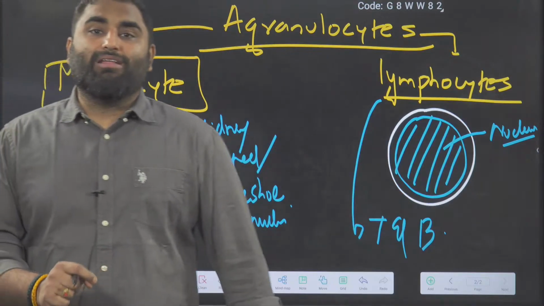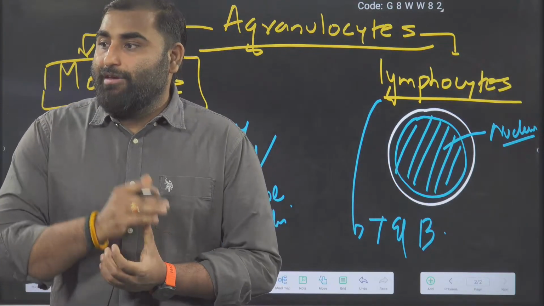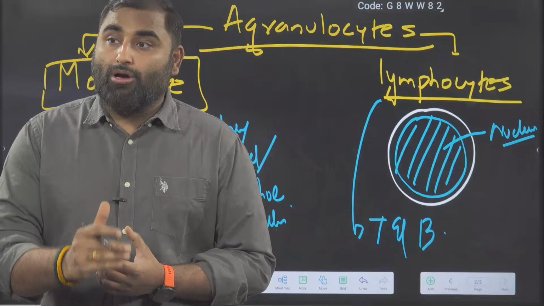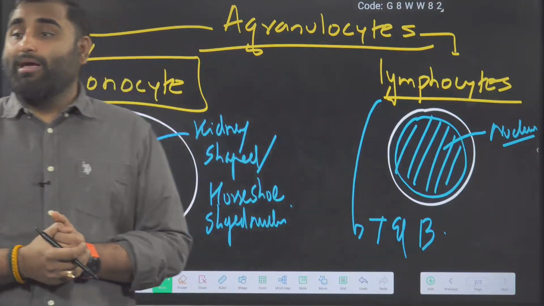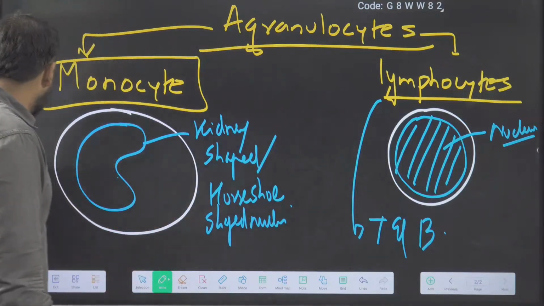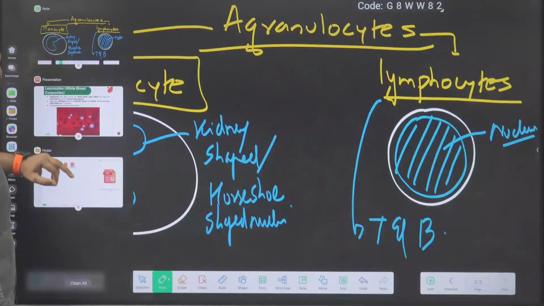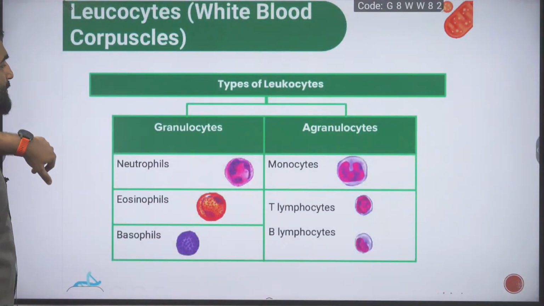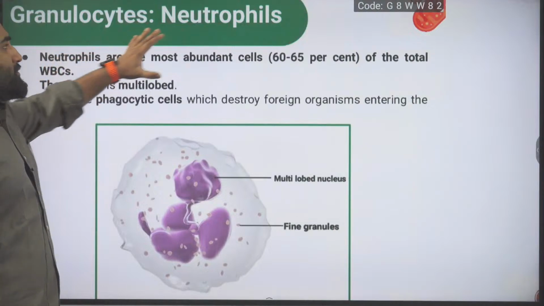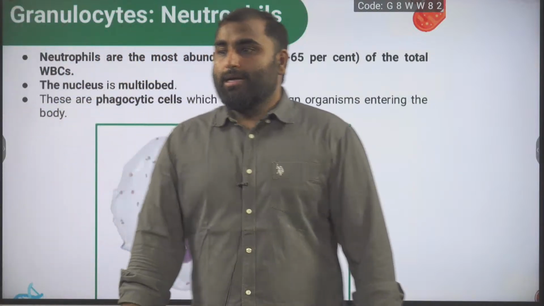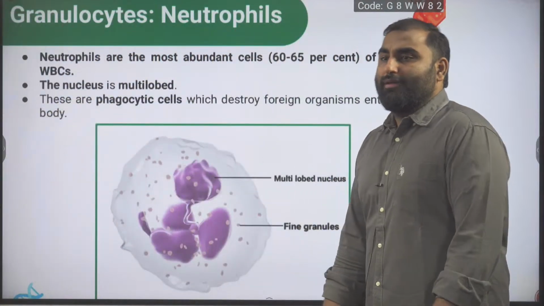So are we clear with the types, guys? If we are clear with the types, we will quickly talk about the functions. So let us see the functions one by one now. The first one is neutrophils.